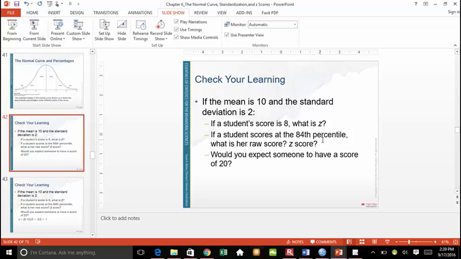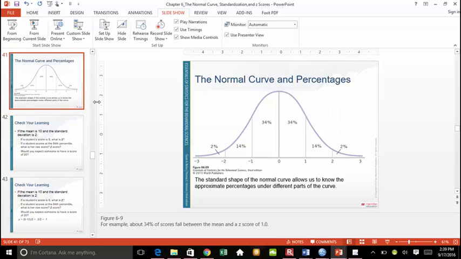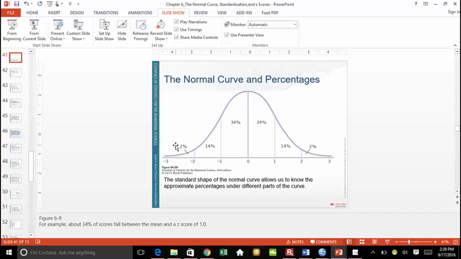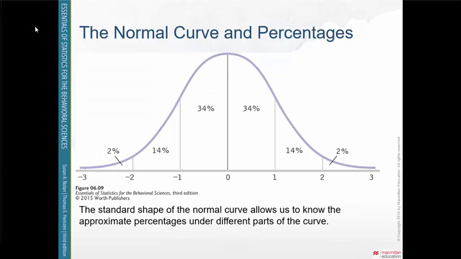If a student scores at the 84th percentile, what is her z-score? We can look here. If she's at the 84th percentile, we know that this is 50% plus 34. She's over here at a z-score of 1. And so that's how you would work with percentiles, percentages, and your z-scores.